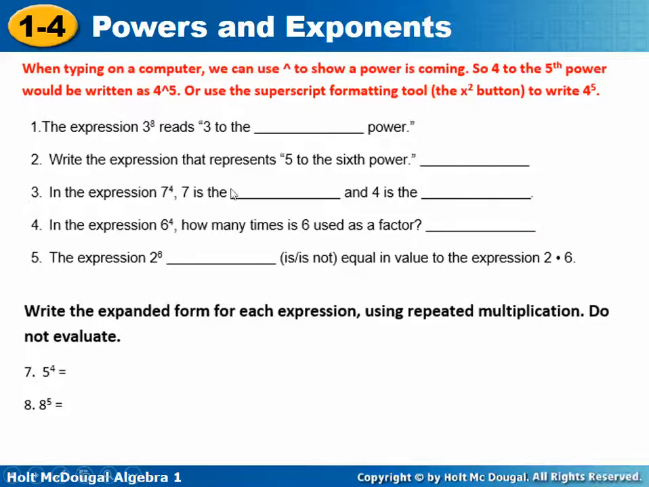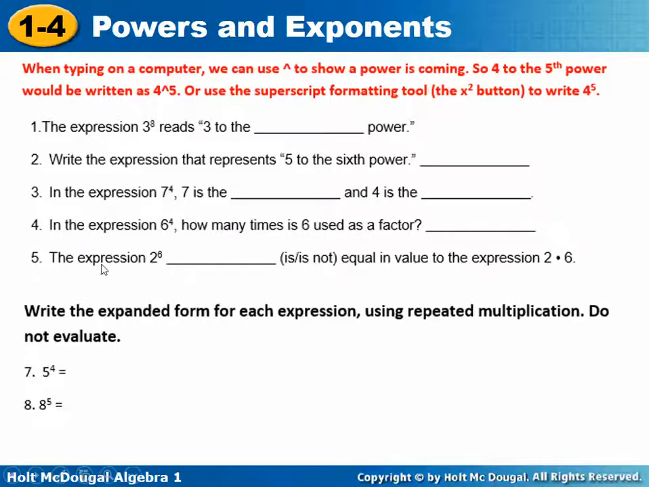Now in number 3, the blanks are for the words base and exponent. You have to figure out which one is the base and which one is the exponent. In number 4, we have 6 to the fourth power. How many times is 6 used as a factor?